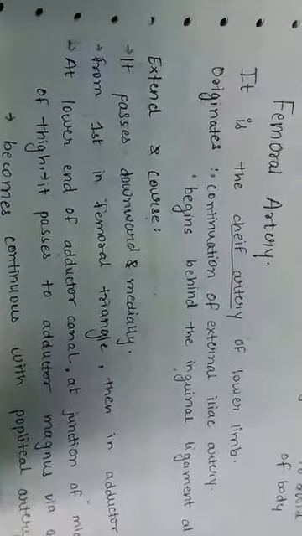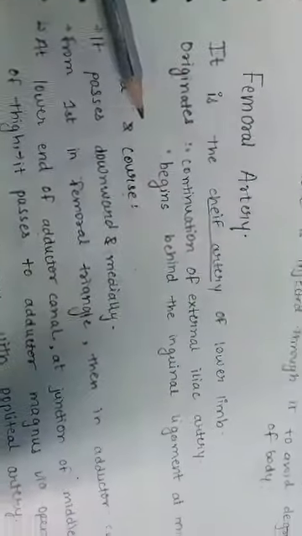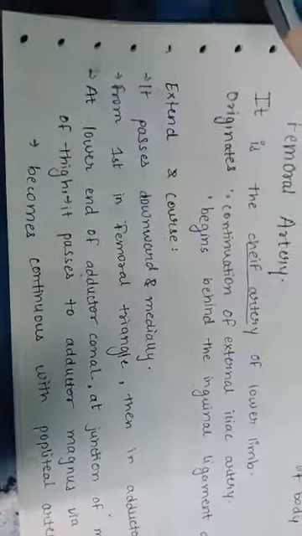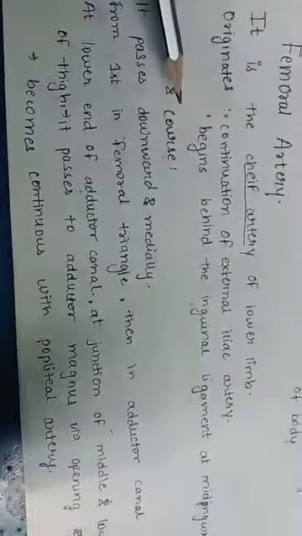Femoral artery. The femoral artery is the chief artery of the lower limb and it originates as a continuation of the external iliac artery. It begins behind the inguinal ligament from the mid-inguinal point. The extent and the course of the artery is as follows. It passes downward and medially and it first enters into the femoral triangle and then continues into the adductor canal.